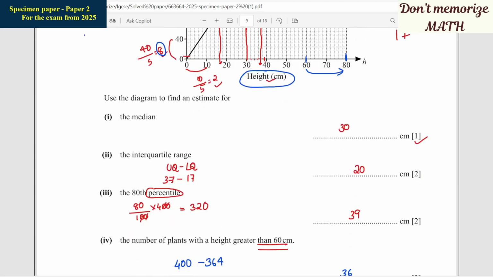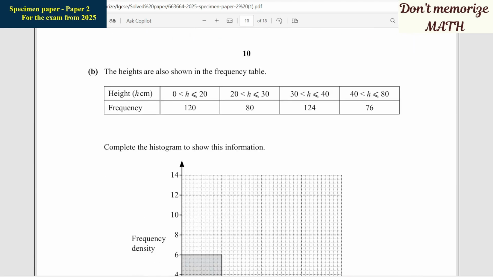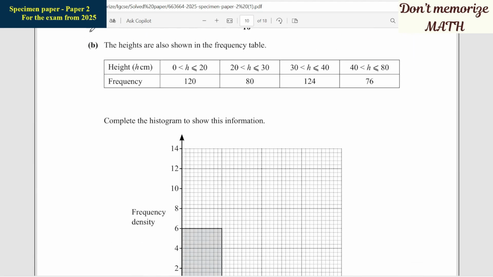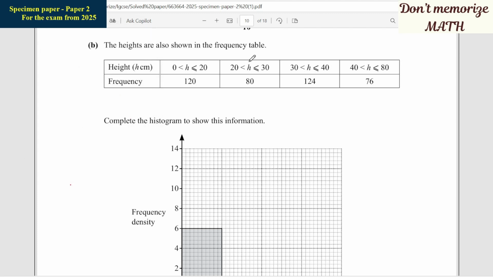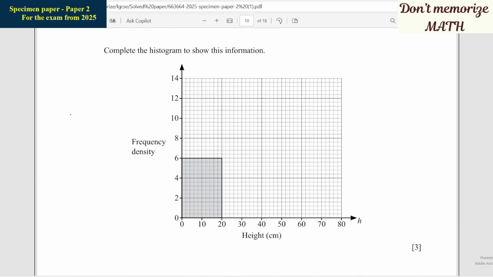So the A part is over. So now we will move to B part. The heights are also shown in the frequency table. Okay, you can see a table is given here. Then complete the histogram to show the information. So just see the histogram.